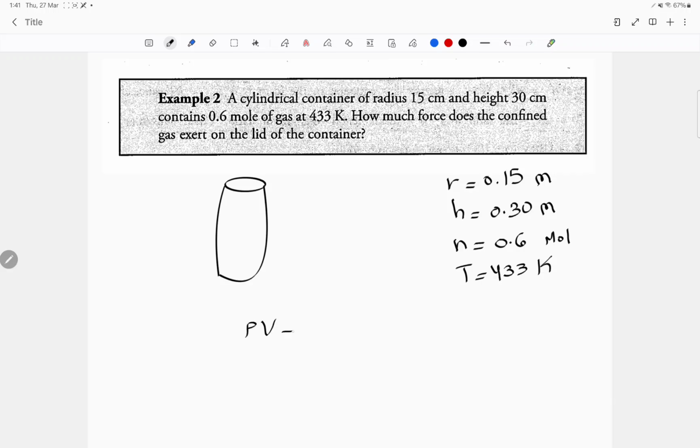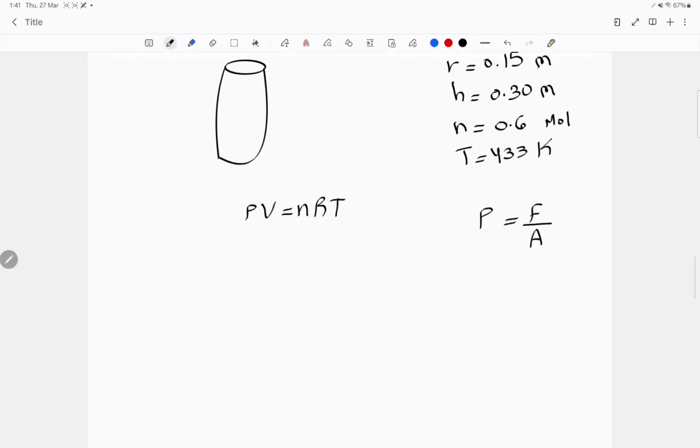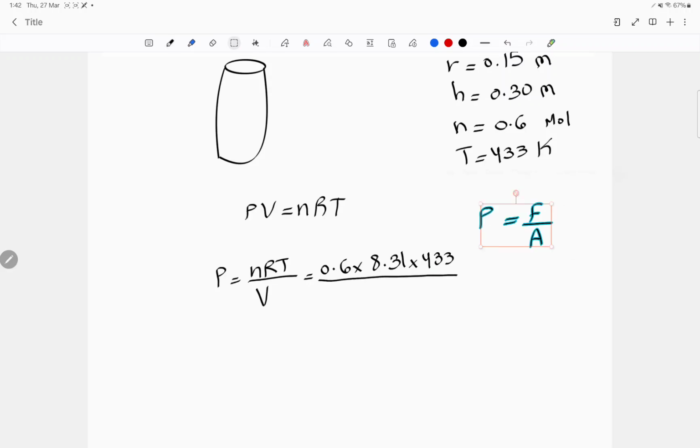So look, PV is equal to nRT. We know that pressure is equal to force over the area. That means if I know the pressure and I know the area, I can find the force. So now let me find the pressure. So P is equal to nRT over V. N is the 0.6. R is how much in physics? 8.31. You have to know that it's actually in the constant sheet. T is in Kelvin, 433, over V, which is the volume.